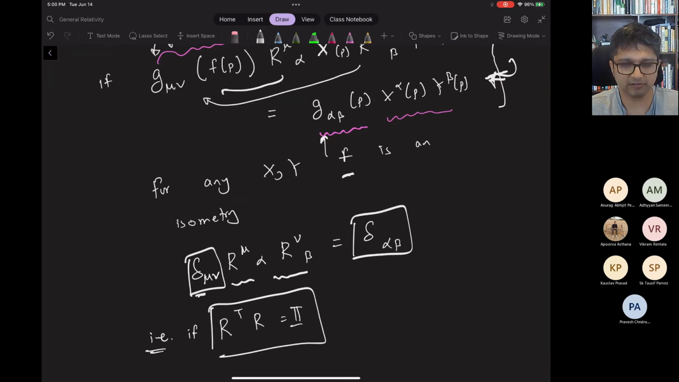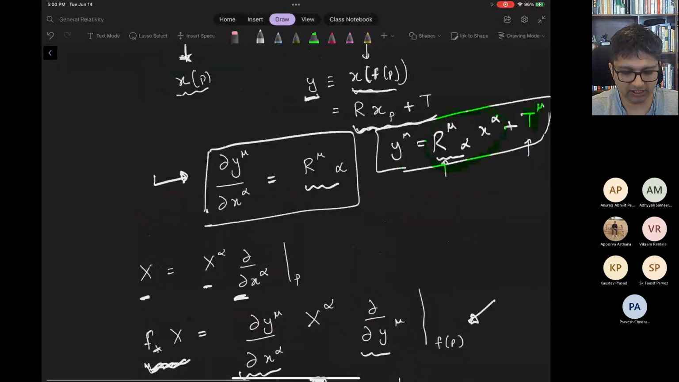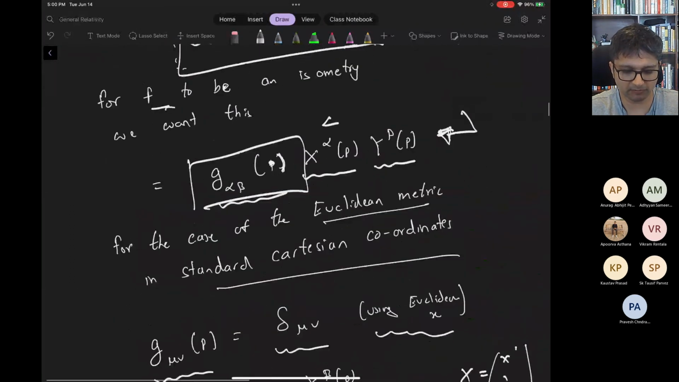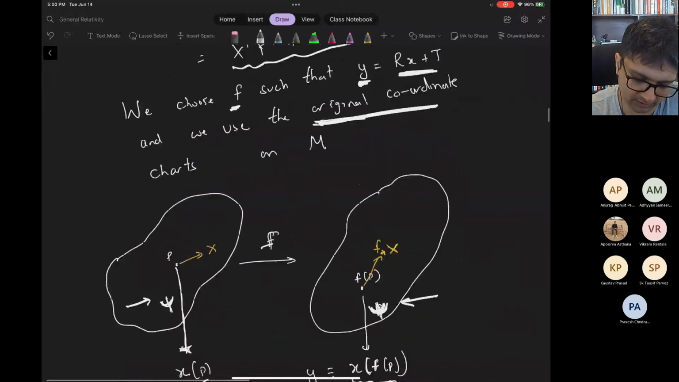So this justifies what we had said earlier, which is that rotations plus translations form the set of isometries in n-dimensional Euclidean space. Where did we say that?